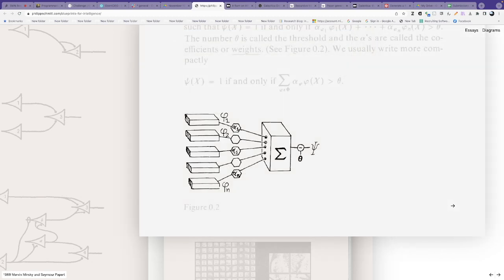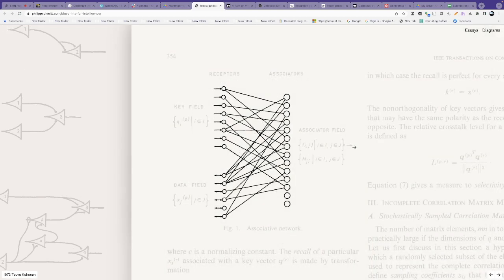1969, of course, Minsky and Papert. This was their version of the perceptron, where you have this summation, with all these independent units coming together and you have an output. Then Teuvo Kohonen, these are self-organizing maps, from 1972. I don't know how much they still use self-organizing maps, but basically it allows you to do pattern recognition from a series of receptors, from a key field and a data field, and then have associators and have an output.